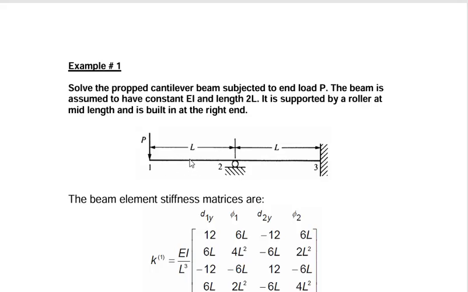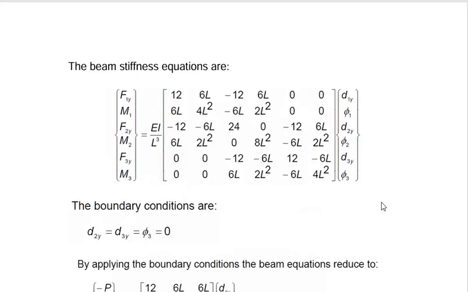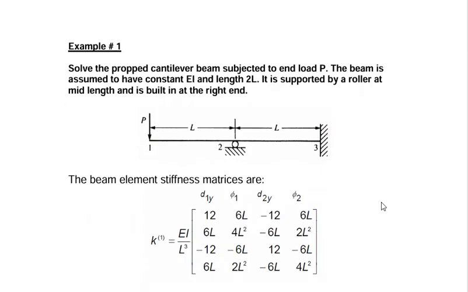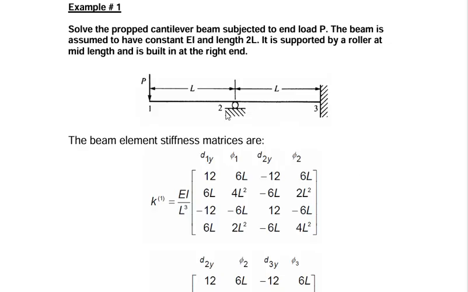This overhanging part is L. Similarly, this span is L. So let's see how we can solve this beam. Our procedure to solve such problems is the same: our very first step is to write down the element stiffness matrix. So how many elements are there? We see that we have two elements. We can label this one as element number 1 and this as element number 2.